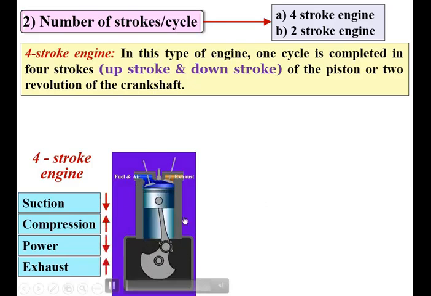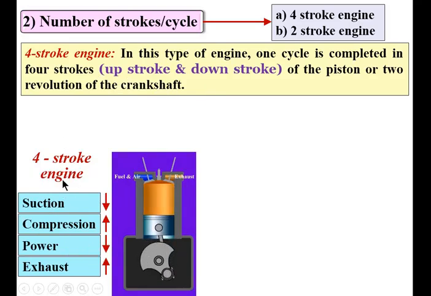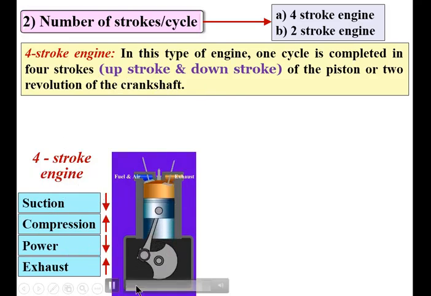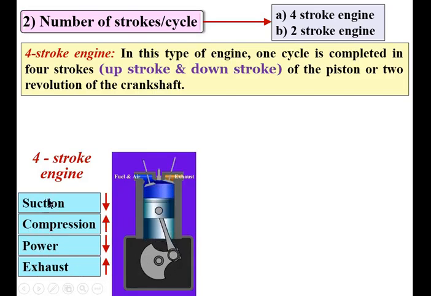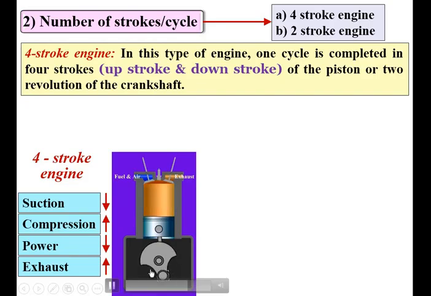So look at this diagram. This is the suction stroke, then compression stroke, then power stroke, and then exhaust stroke. The piston moves up and down 4 times, so it is called the 4-stroke engine. In short, we can say these 4 strokes complete during one cycle.